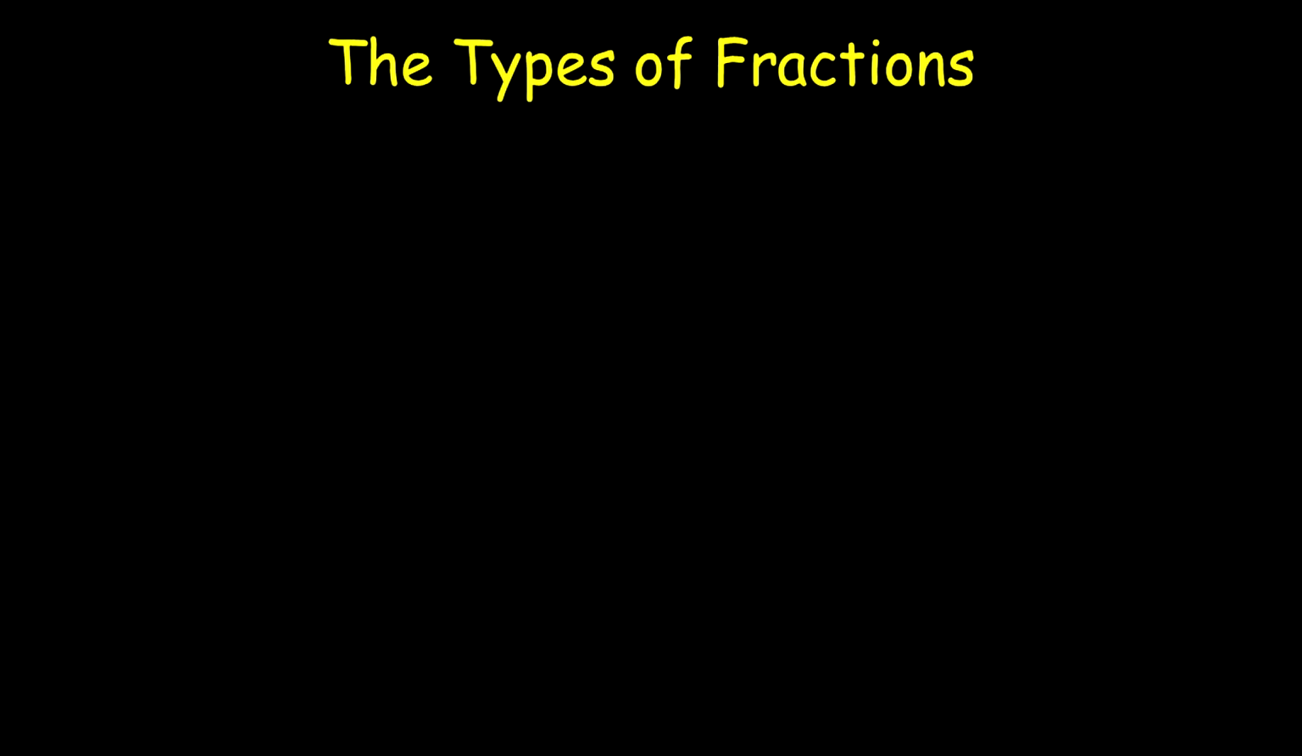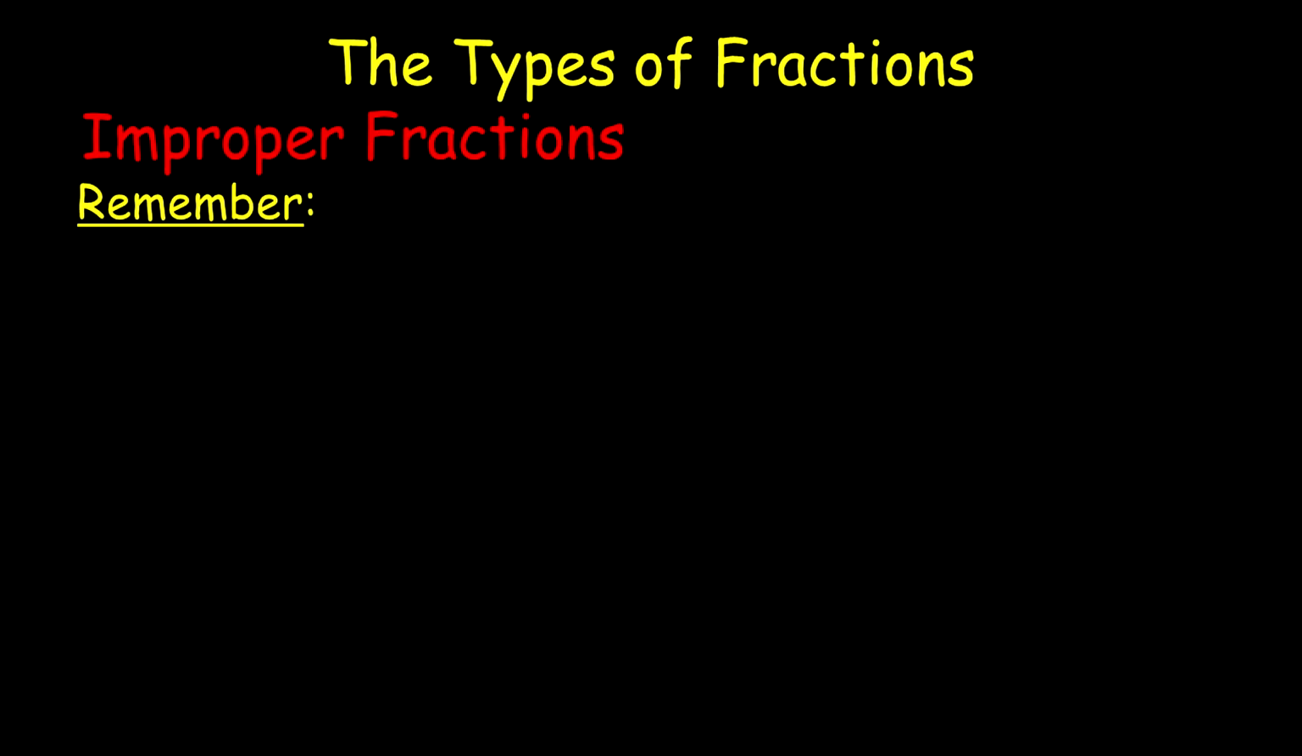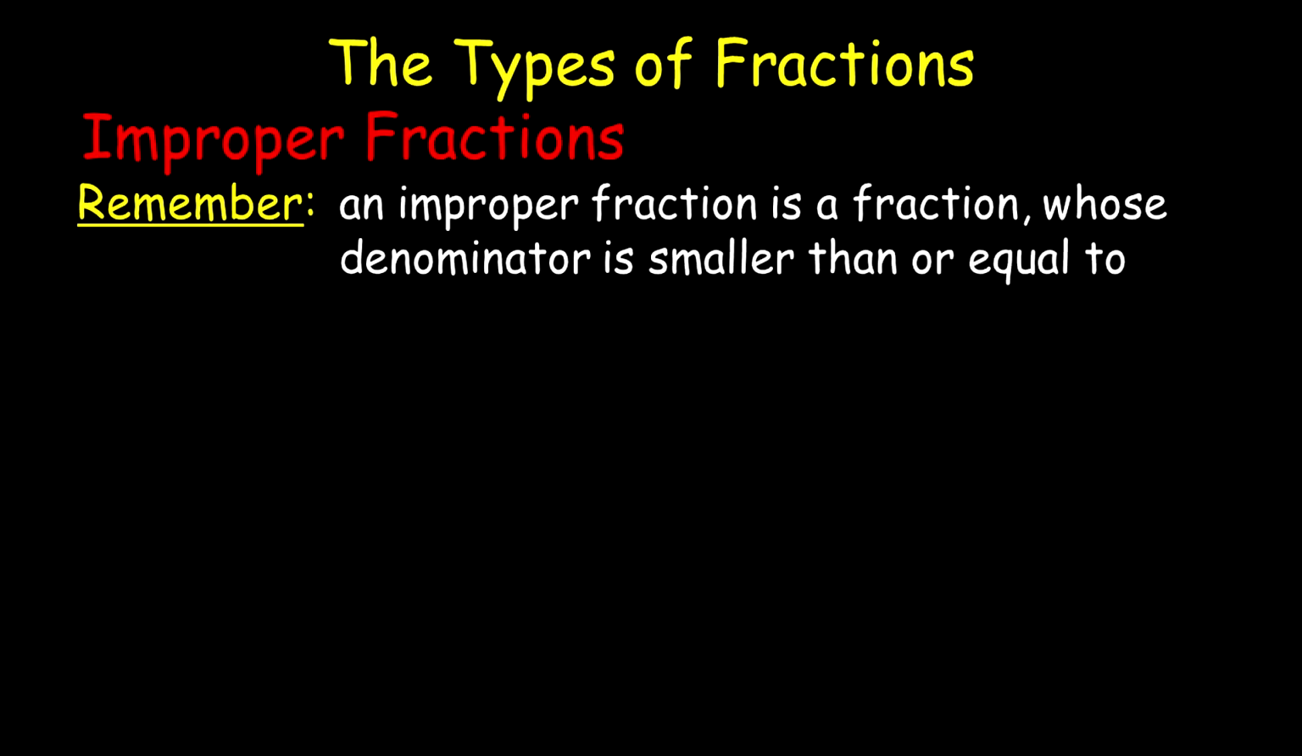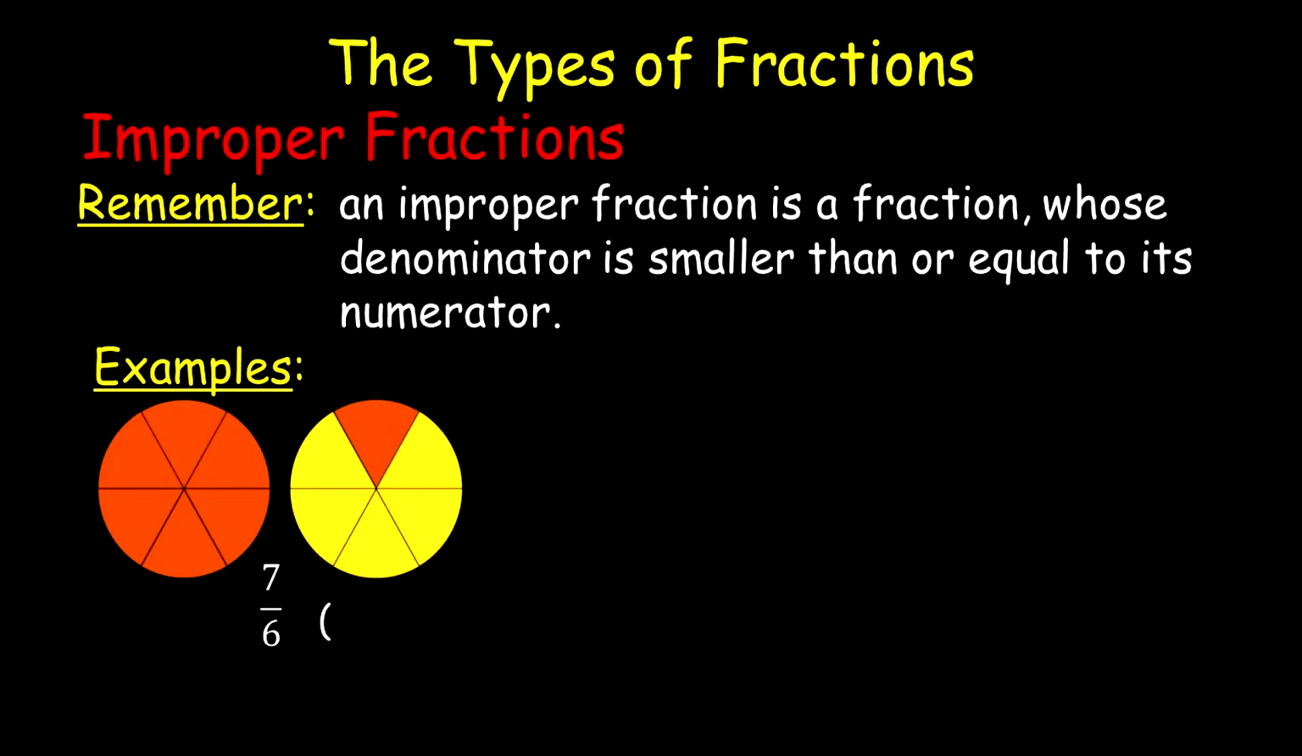The second main type of fractions is improper fraction. Remember, an improper fraction is a fraction whose denominator is smaller than or equal to its numerator. The example is 7/6. The denominator 6 is smaller than the numerator 7.